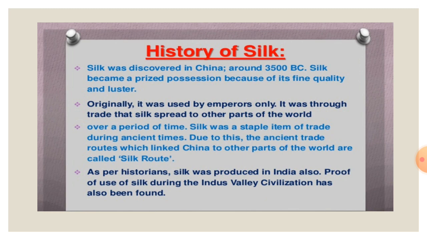Now let's have a brief history of silk. It was discovered in China around 3500 BC. Silk became a prized possession because of its fine quality and luster. Even now, if we want to go for any occasion, we select silk fabrics. Why? Because of its fine quality and luster. Originally, it was used by emperors only as it was so costly. But nowadays, we all are using it, right?